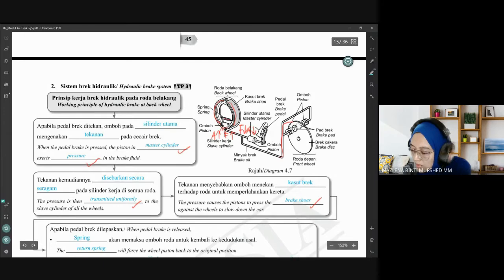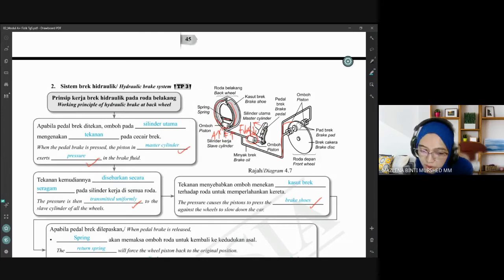So spring ni, kenapa ada spring ni? Bila kita tarik kaki kita dah tak tekan brake, and then fluid ni akan balik semula kepada piston yang besar ni lah, master piston. And spring ni akan tarik balik kasut brake ni kepada kedudukan yang asal. Faham? So dia tak adalah mengepit lagi tayar tu. Jadi kereta boleh bergerak macam biasa.